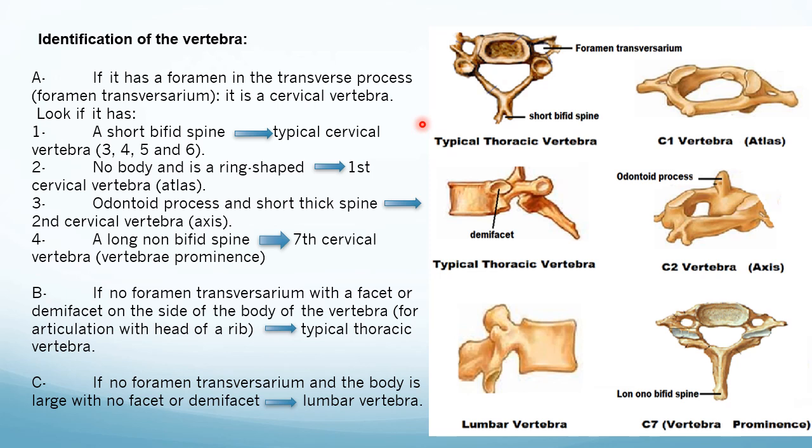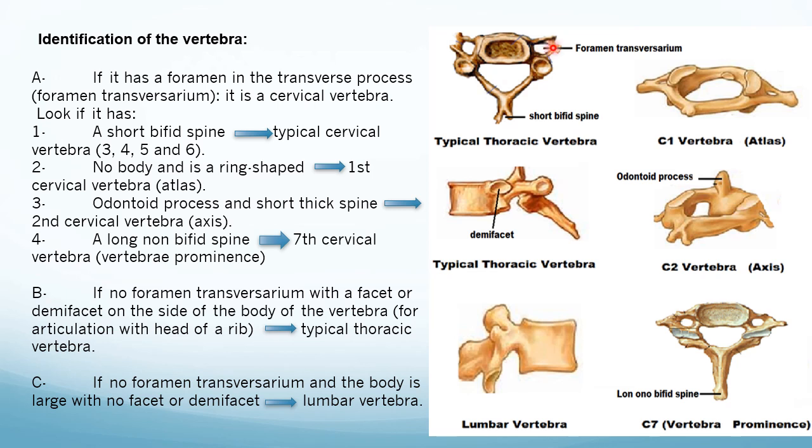How can we differentiate the vertebrae from each other? This is important for the practical exam. If there is a foramen in the transverse process, this is a cervical vertebra, and we can differentiate whether it is typical or atypical.